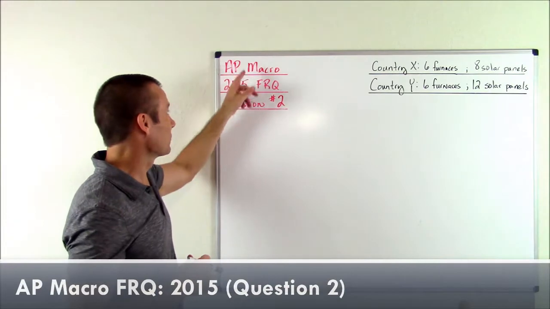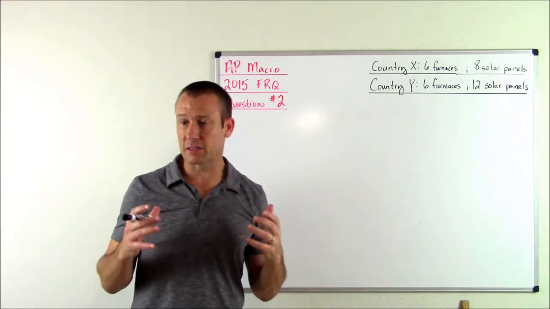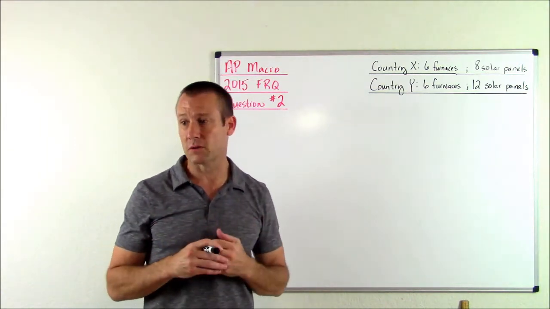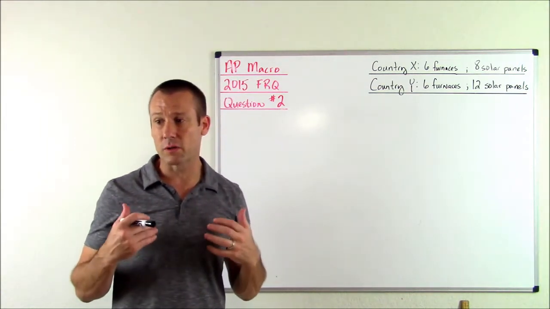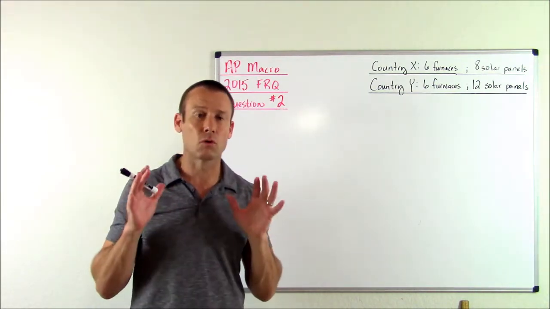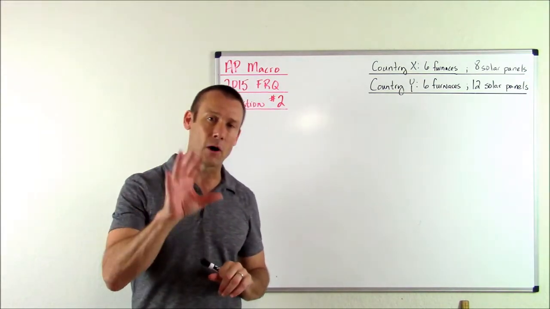Right, this is AP Macro 2015 FRQ, question number 2. Let's get to it. It says Country X and Countrywide are trading partners. They both produce furnaces and solar panels. The countries can produce the following amounts of solar panels and furnaces with equal resources, okay? Equal amounts of resources. So this is what's called an output problem.